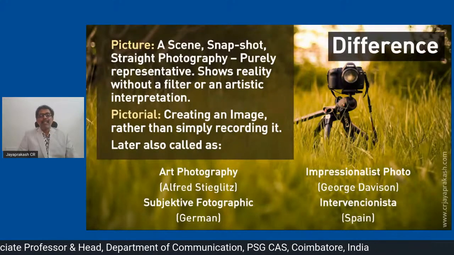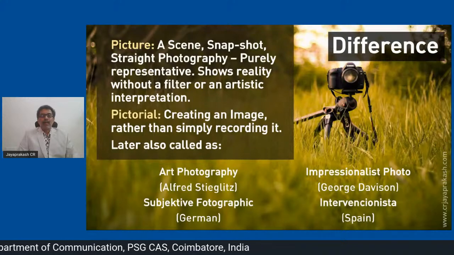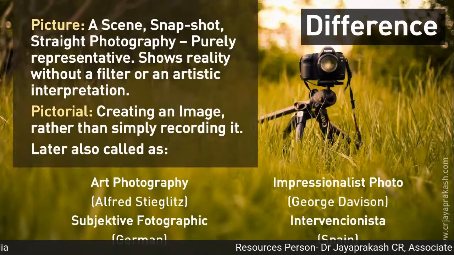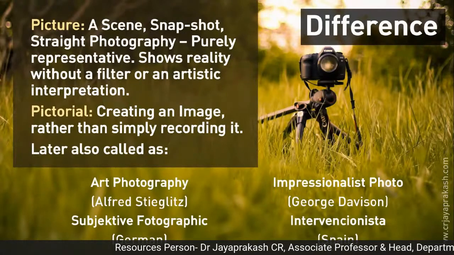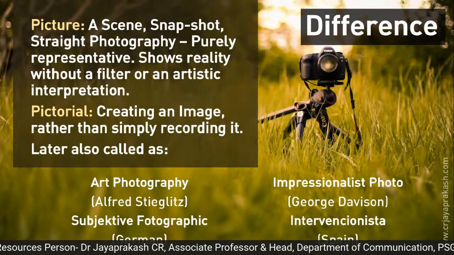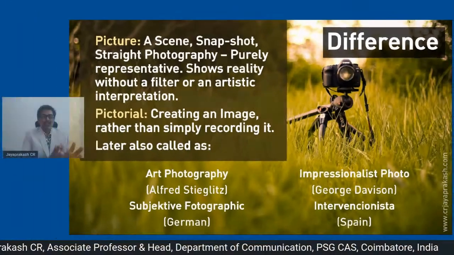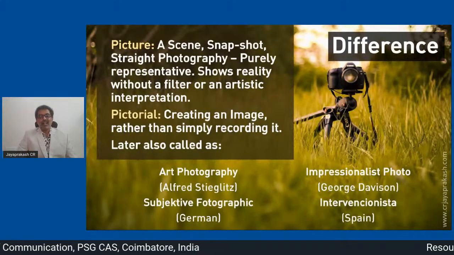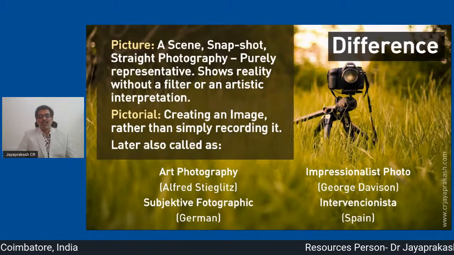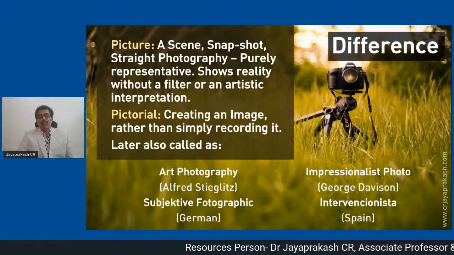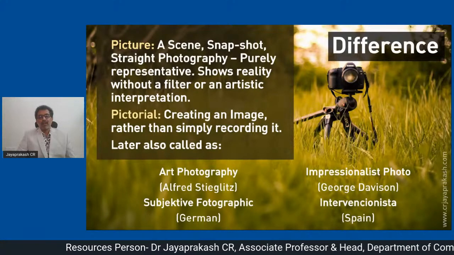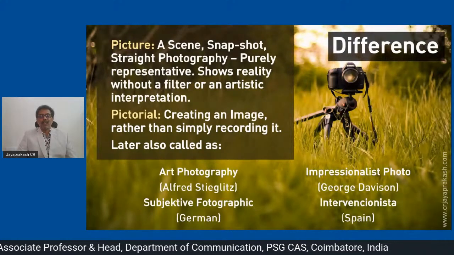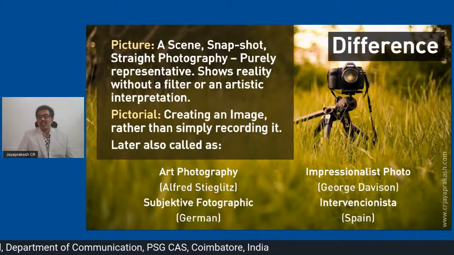So the basic difference: purely representative, it's straight photography, reality without a filter or artistry. Pictorial is creating an image. That is the difference between just a photograph and an image. An image carries content rather than simply recording it. Later, this pictorial was called art photography by a renowned photographer and commentator, Alfred Stieglitz, impressionistic, then German subjective photography, Spain interventionist.